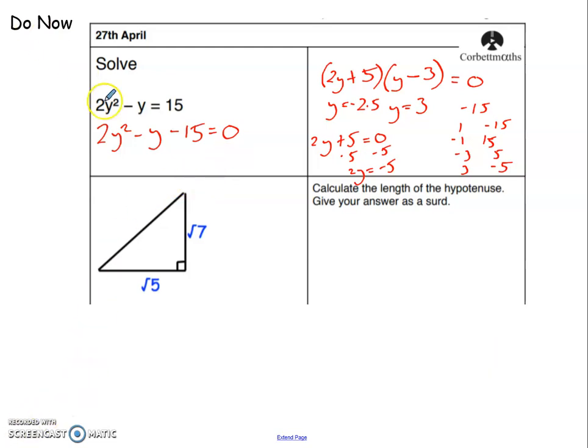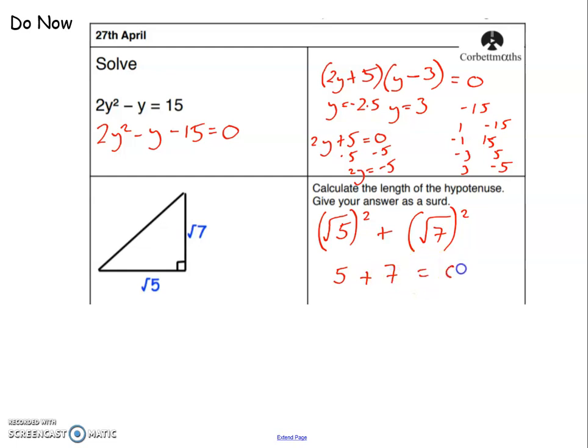Having a look at this right angle triangle here, calculate the length of the hypotenuse, give your answer as a surd. So we know we're going to use Pythagoras here, so we're going to do a squared plus b squared equals c squared. So we have to add our two sides together after we've squared them because we're looking for the longer side, okay? So I'm going to do square root 5 squared plus square root 7 squared, okay? We should know that when we square a square root of something, it just becomes what's underneath. So that just becomes 5 and that just becomes 7, okay?